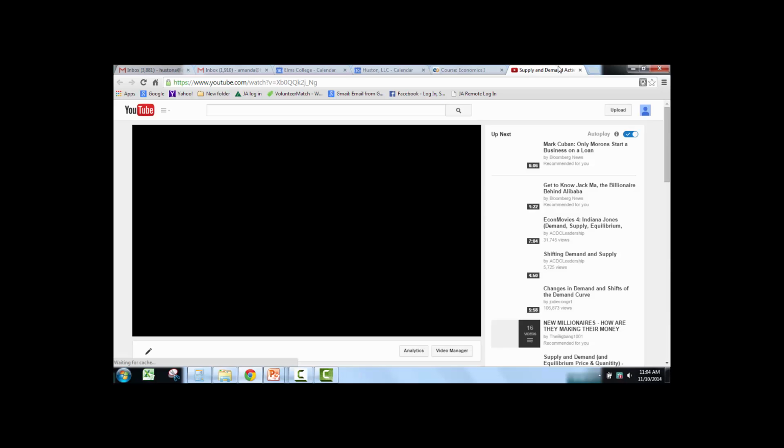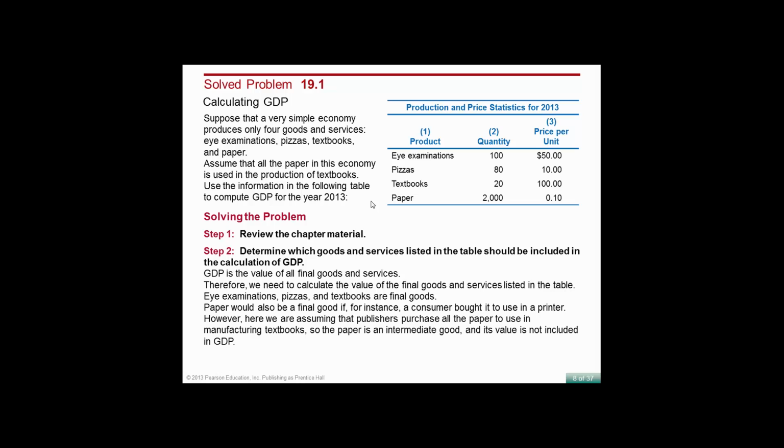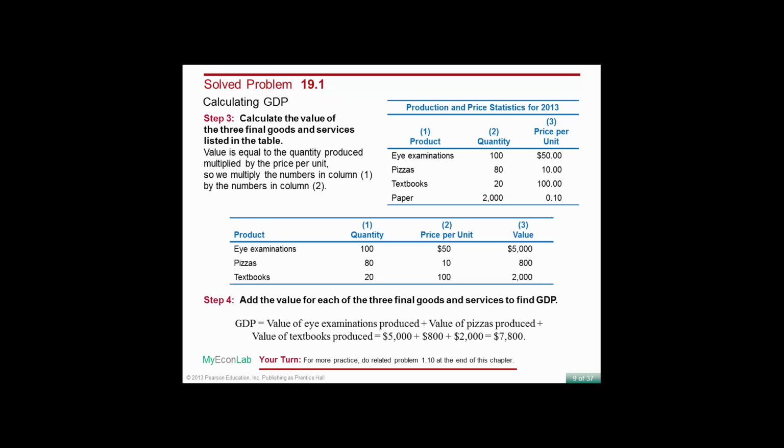I'm not so worried about you actually calculating GDP, but this is an example of calculating GDP. In this economy, they produce 100 eye exams at $50 per unit. Pizzas, 80 units at $10 per unit. Textbooks are 20 at $100, but they use paper inside the textbooks, so technically we wouldn't count these 2,000 sheets of paper at 10 cents. So the GDP for this year would be $5,000 in eye exams, $800 in pizzas, and $2,000 in textbooks, or $7,800.